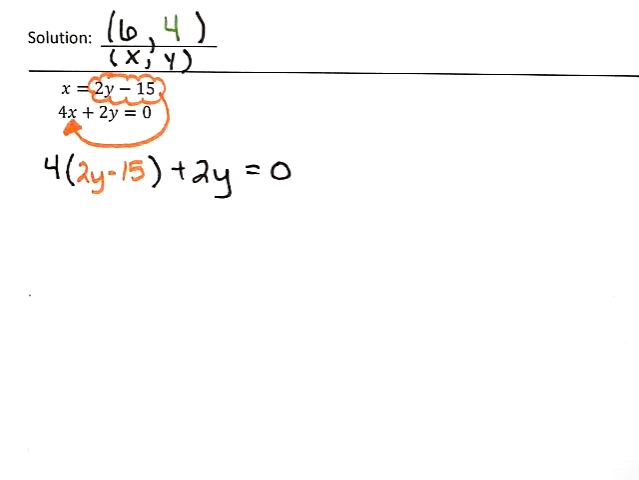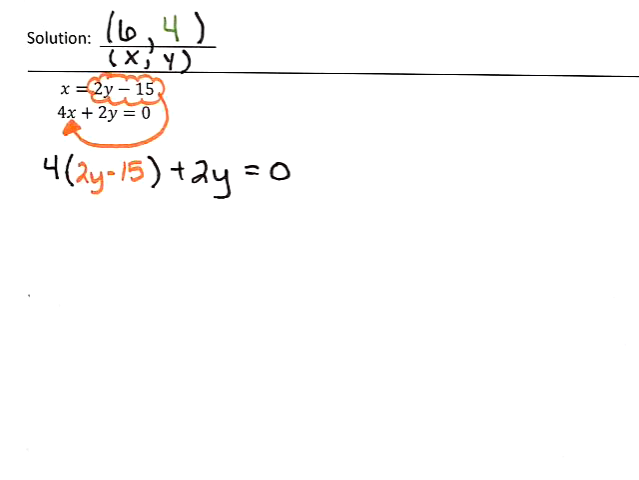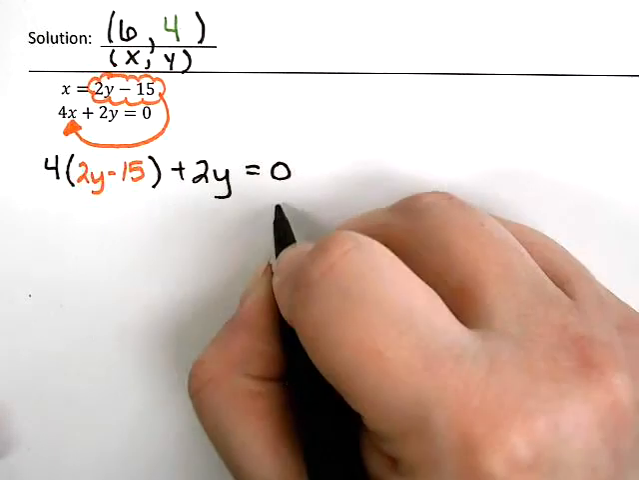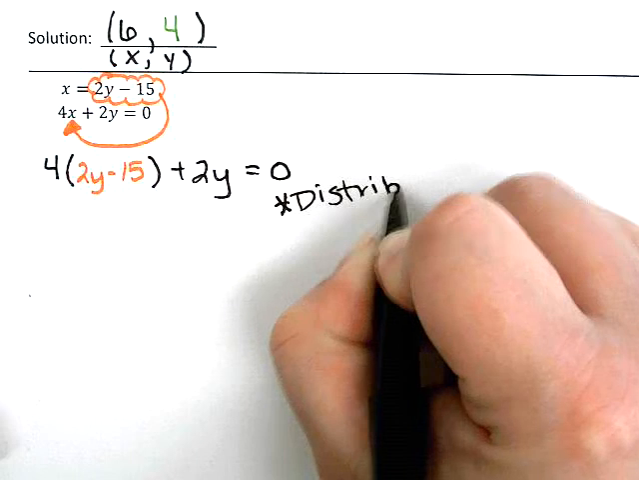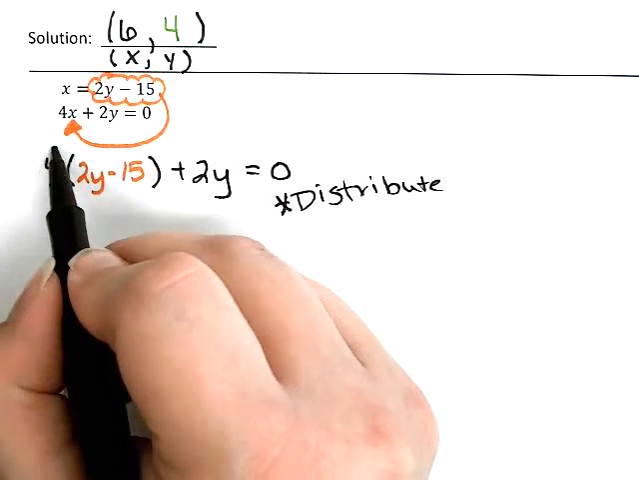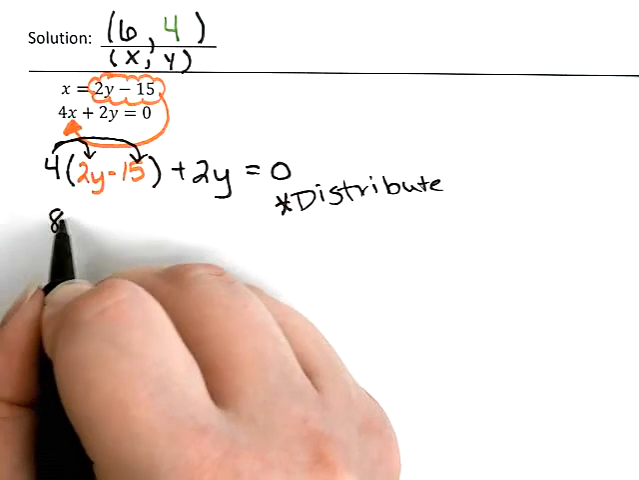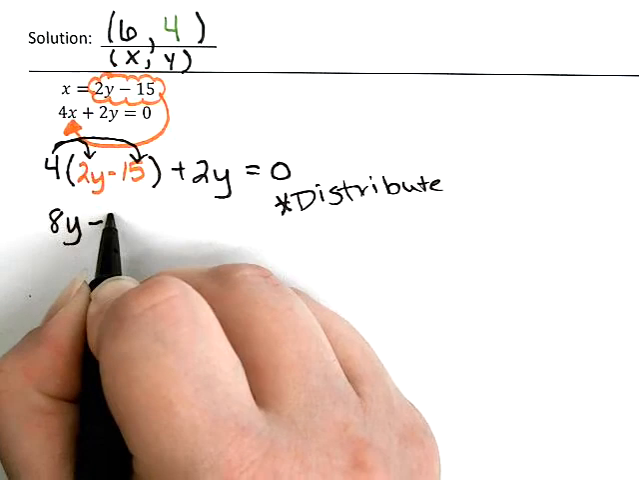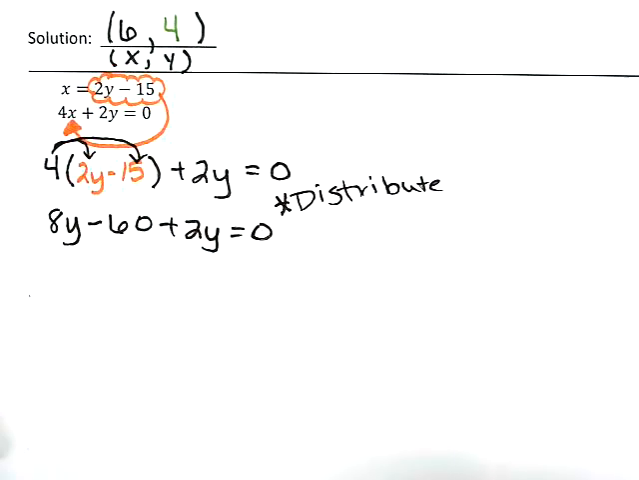Okay. Now when we look, ooh, this equation only has y's. That means I can solve this now. If we think back to the question we just did, the first thing we do after we plug in the blob is distribute. So distribute that 4 inside. And we get 8y minus 60 plus 2y equals 0.